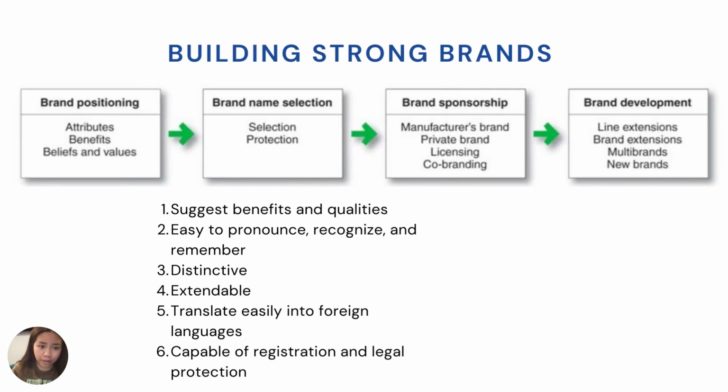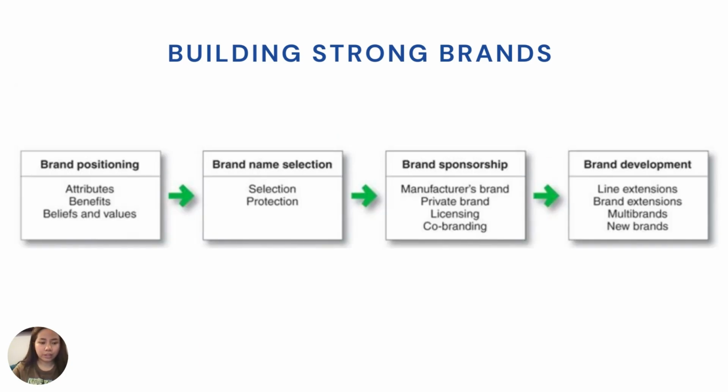In brand name selection, there are six steps. First, it should suggest something about the product's benefits and quality. Moreover, it should be easy to pronounce, recognize, and remember. The brand name also should be distinctive and extensible. Moreover, the name should translate easily into foreign languages, and it should be capable of registration and legal protection.